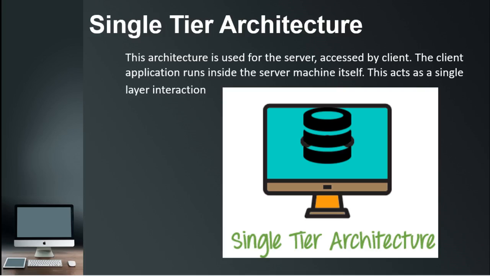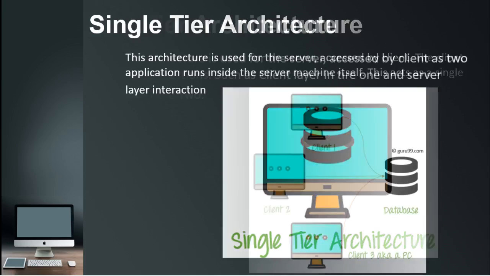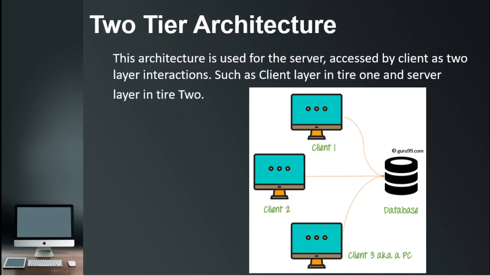frequently. The next one is two-tier architecture. This architecture is used for the server accessed by the client as two-layer interactions. அதாவது ஒன்று client, இன்னொன்று server. Client layer is tier 1 and server layer is tier 2. Okay. So client requests a service from the server, and this can be compared to the results that you see, isn't it, using the websites.